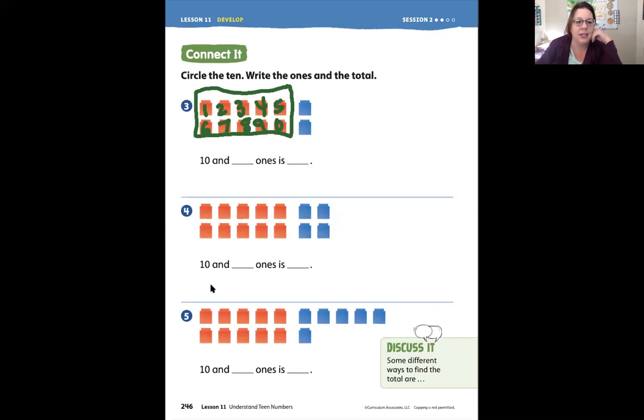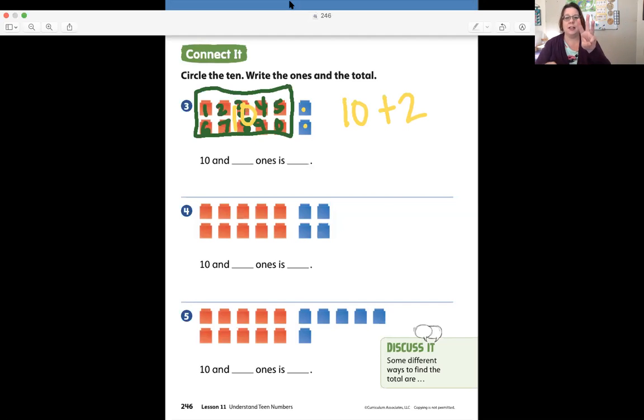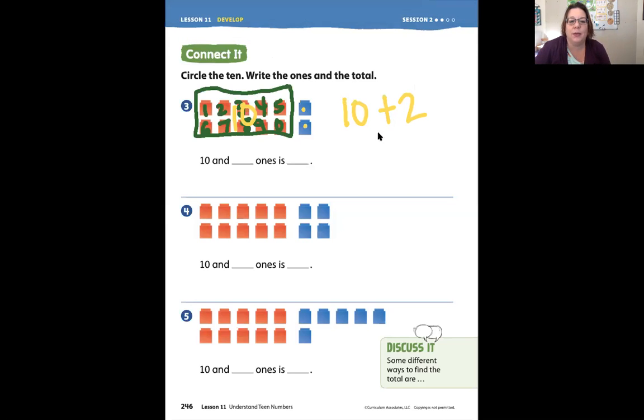I did not need to write those numbers down. I have 10 and I have 1, 2 more, right? So I have 10 plus 2. This is what we call expanded form. Say that with me, expanded form. Expanded has 3 syllables. Let's clap them out. Expanded. 3 syllables. Expanded form is when you tell me the value of the number.